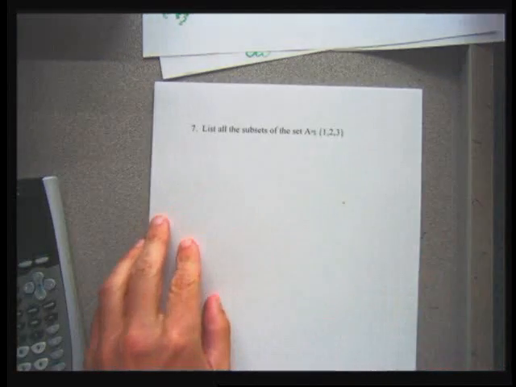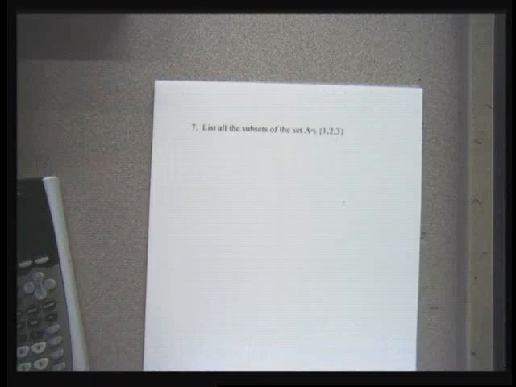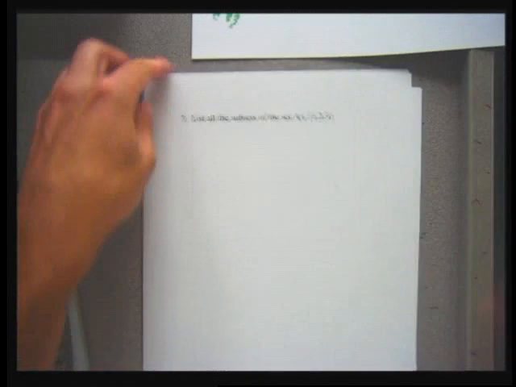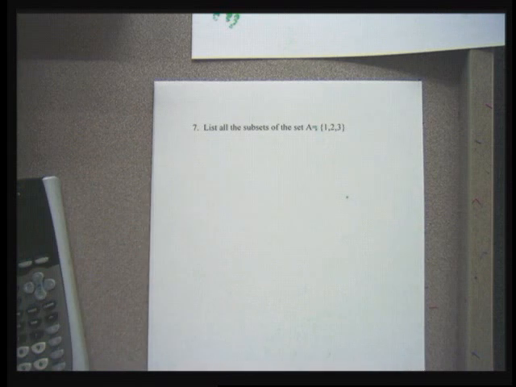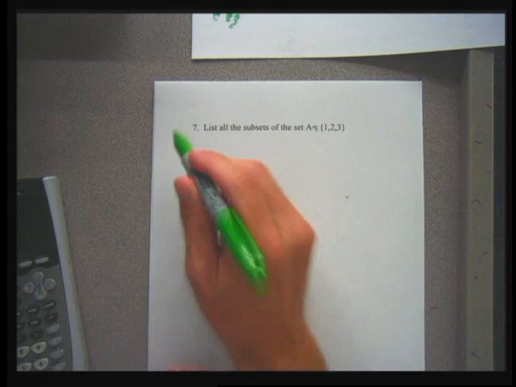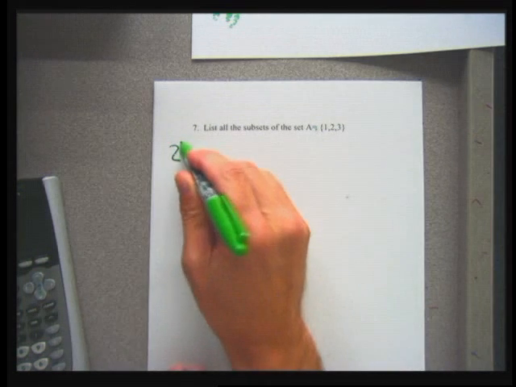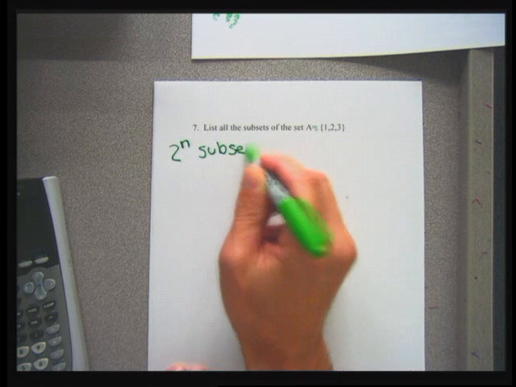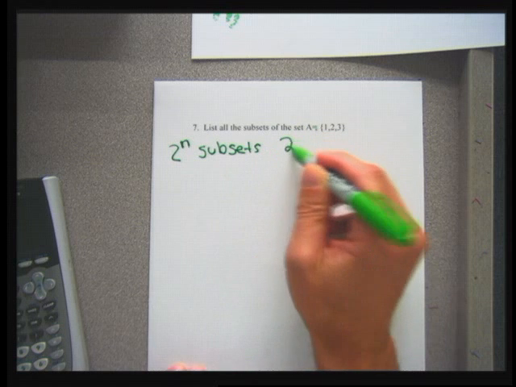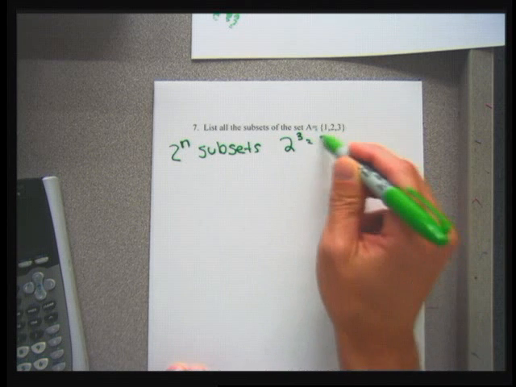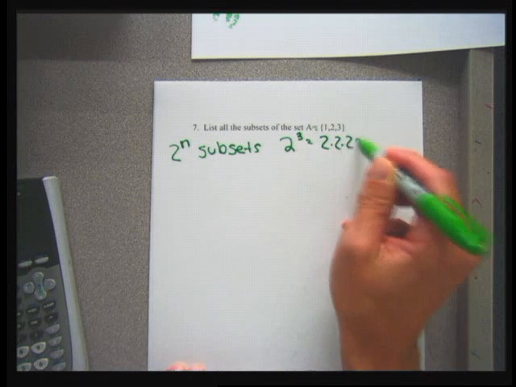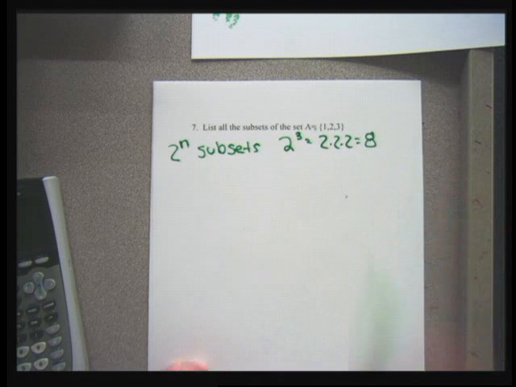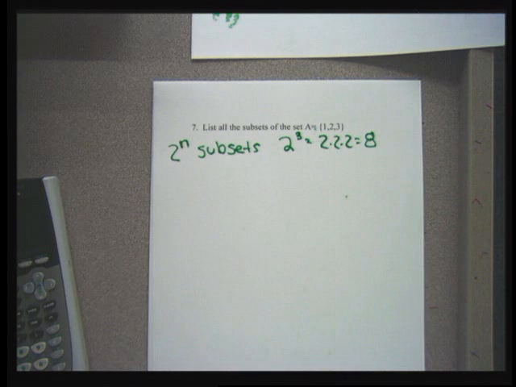I'm filming a video. And so 7 asks me to list all the subsets of a set. And in order to list all the subsets, it's nice to know how many subsets there are. There's always 2 to the n subsets, where n is the number of elements in a set. In this case, the set has 3 elements. 2 cubed is 2 times 2 times 2, or it's 8. To list all the subsets, there should be 8 subsets.